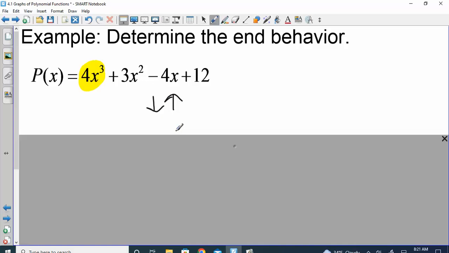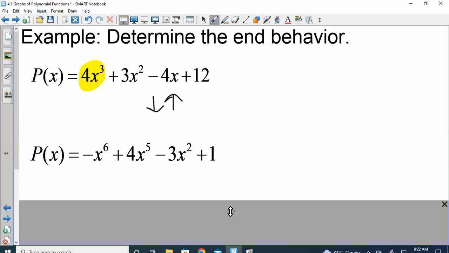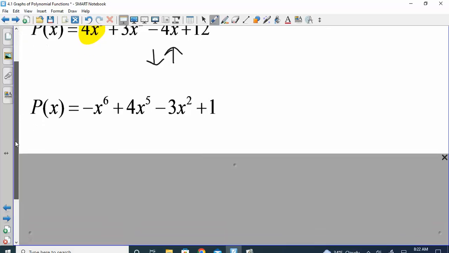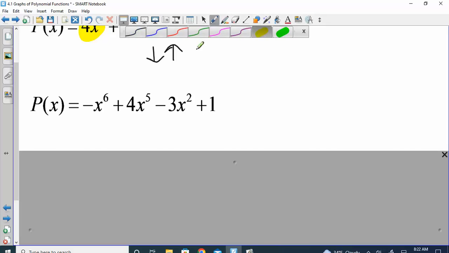Now what if you really got confused? How could you figure out your end behavior? Graph it. You have a graphing calculator, don't you? Could you graph it and tell me which direction the ends are pointing? Absolutely. All I'm looking at here is the negative x to the 6. So an even exponent tells me it's like a parabola. The negative tells me my parabola got flipped upside down, so it's down, down.